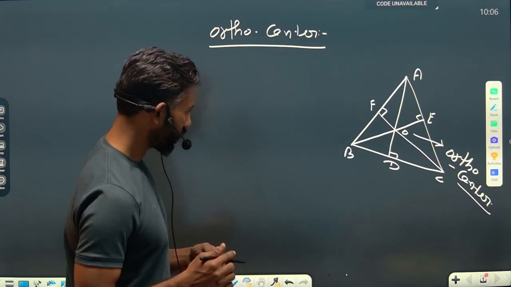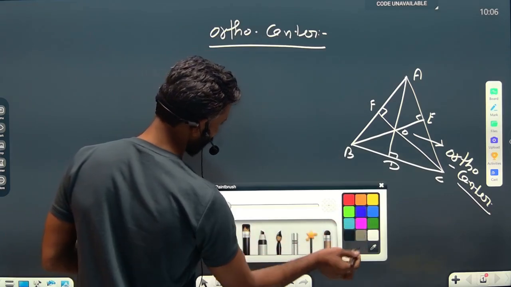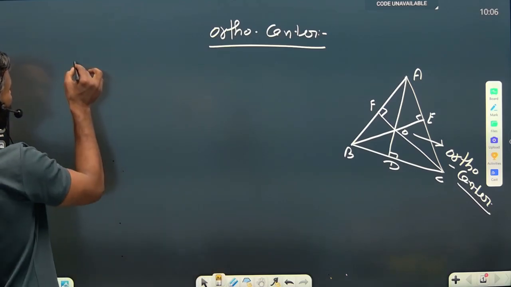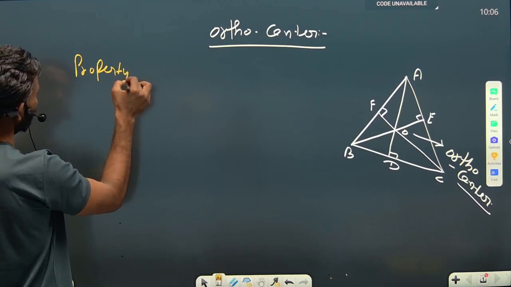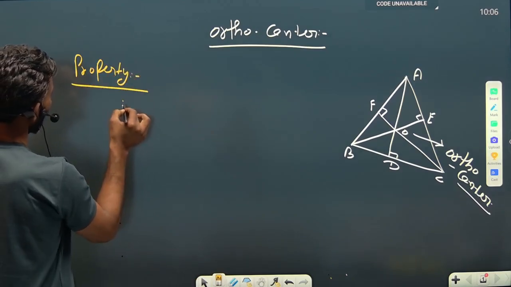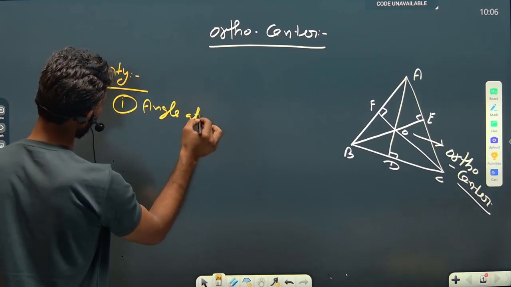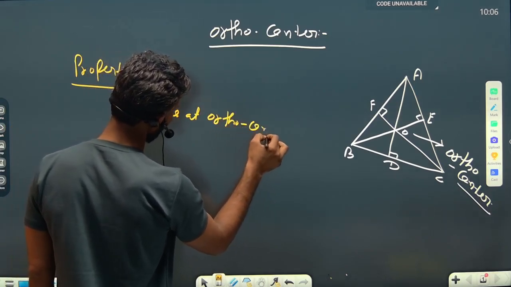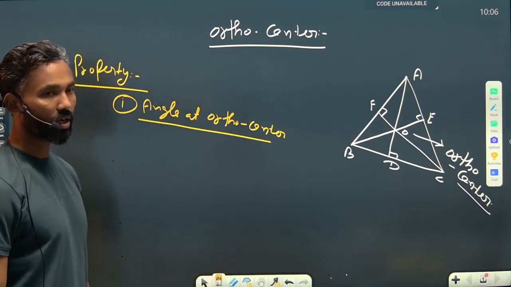Okay, so what are the properties related to the orthocenter? At first we just have to know the angle at the orthocenter. The first property is the angle at the orthocenter. We will discuss this. So what is the angle at the orthocenter?